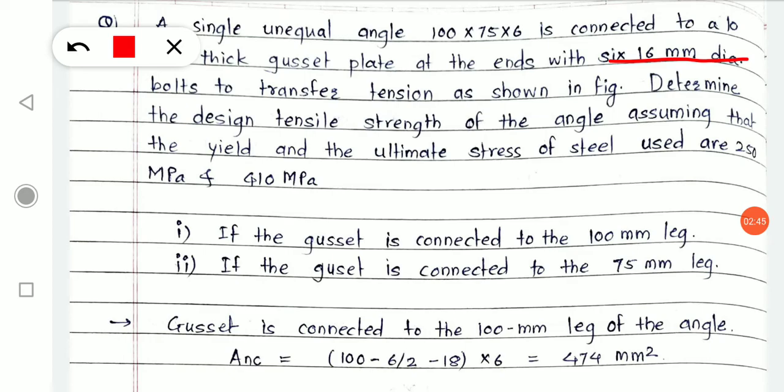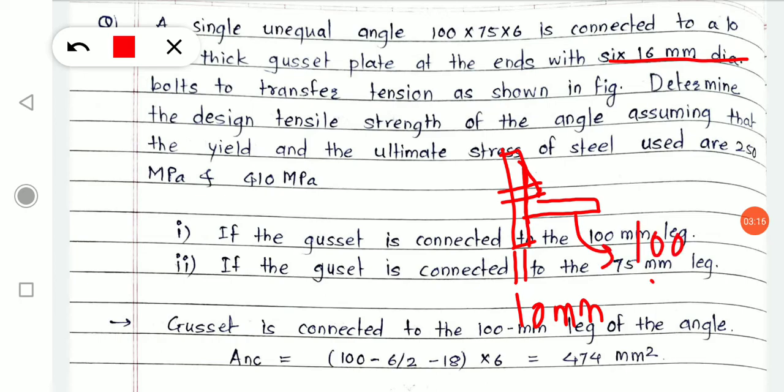I have drawn the diagram in the previous session also. I will draw it again for you. See, if you have an angle like this, and if you connect this angle with a gusset plate, the cross section will look like this. You have bolts in it for the connection, right? And this gusset plate is of 10 mm thickness, whereas this angle is of dimension 100 by 75 by 6 mm, 6 mm representing the thickness of this angle.